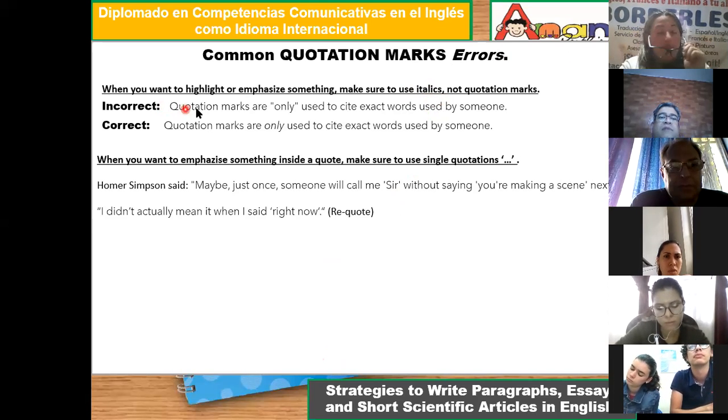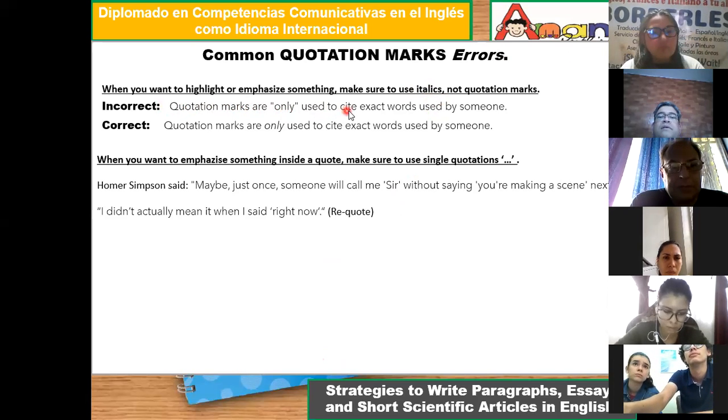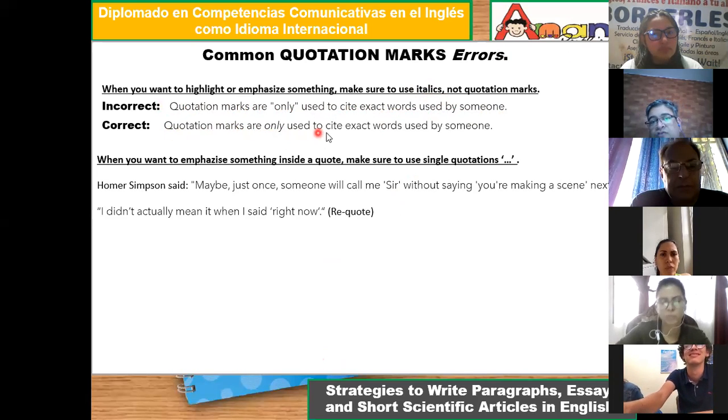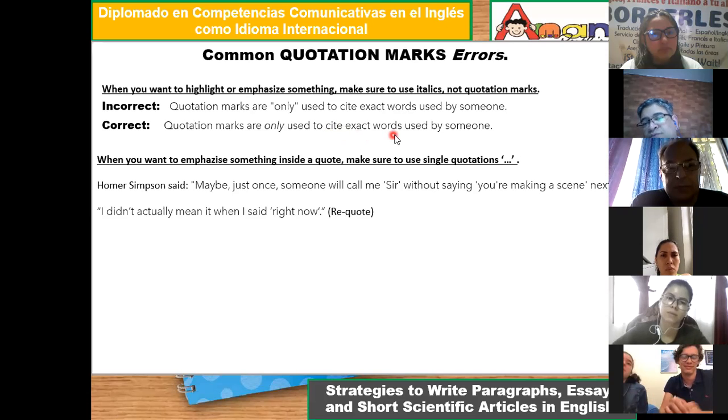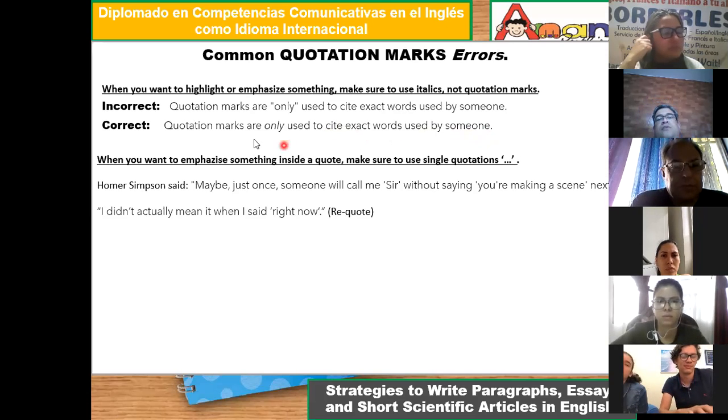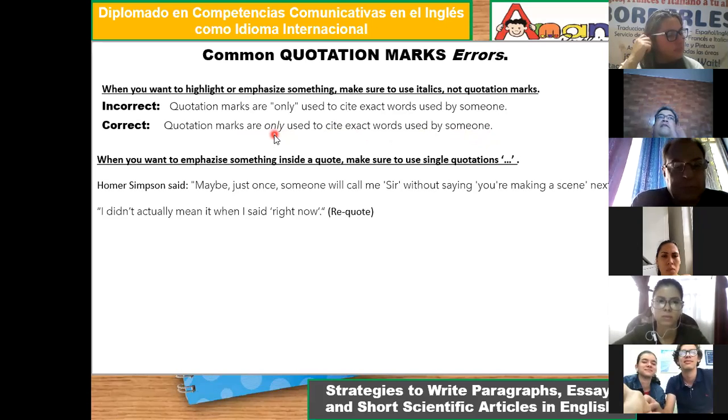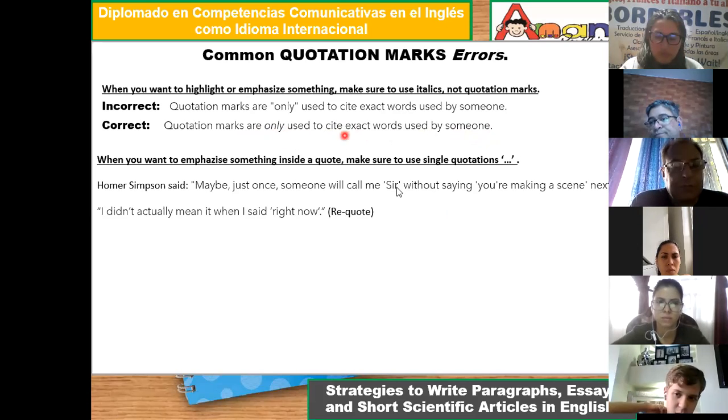Quotation marks incorrect. Quotation marks are only used to cite the exact words used by someone. Entonces aquí yo utilicé italics and not quotation marks. Be careful with that.